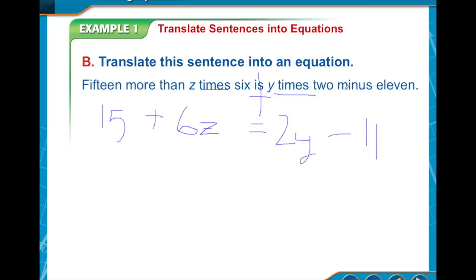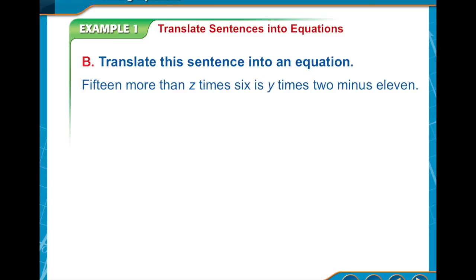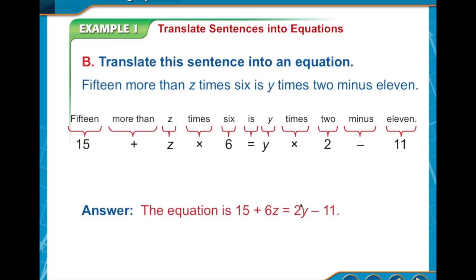So given all that information, we can translate it into our equation, which is here. 15 plus 6z equals 2y minus 11, and we can double check that. Our answer, 15 plus 6z, is equal to 2y minus 11. So there we have it. Taking that whole sentence, we can make it into an equation just by breaking down the operations, including the numbers they give us, and taking it step by step. We can always get the right solution. So there's 1b.